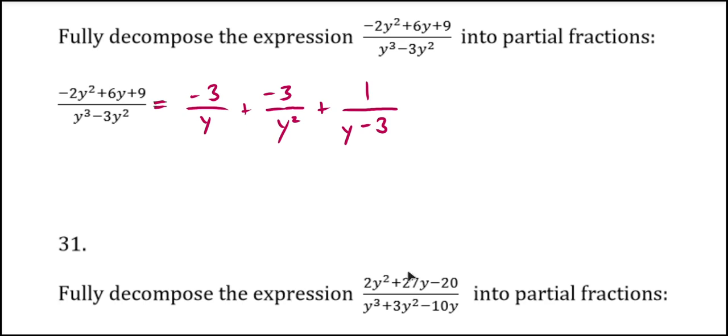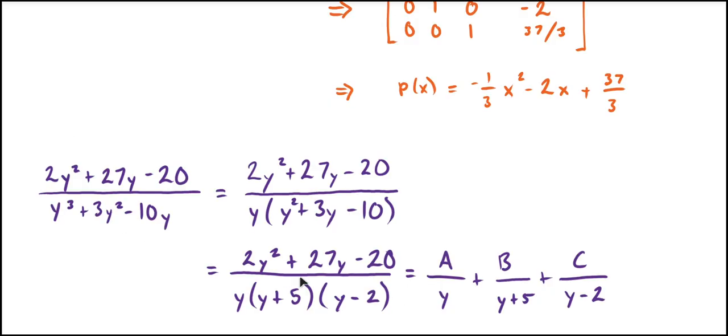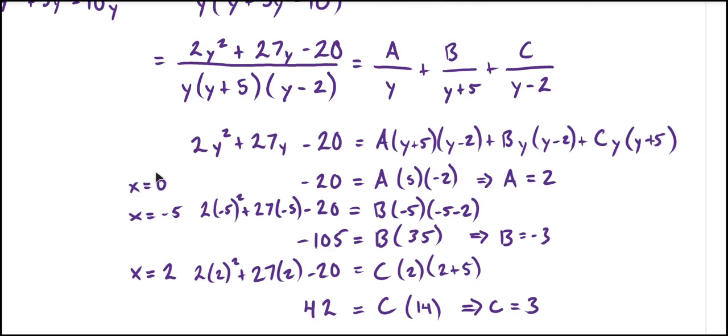Question number 31 is similar. We want to first factor the denominator and then split this into partial fractions. So the first thing I notice is that we could pull a y from every term. And then the second thing I noticed is that this remaining polynomial here could be factored as such. This gives me 3 terms, a, b, and c, with a y plus 5, and a y minus 2 in the denominators respectively.